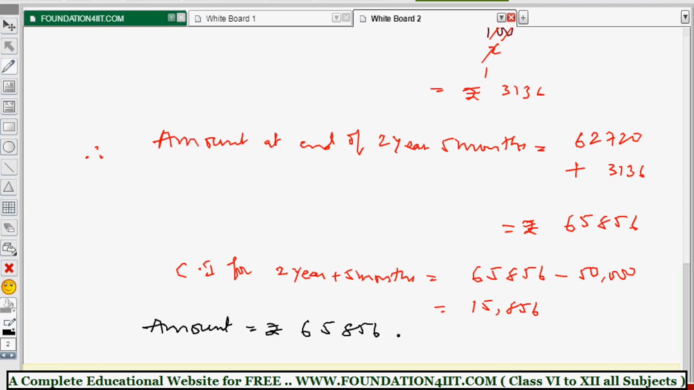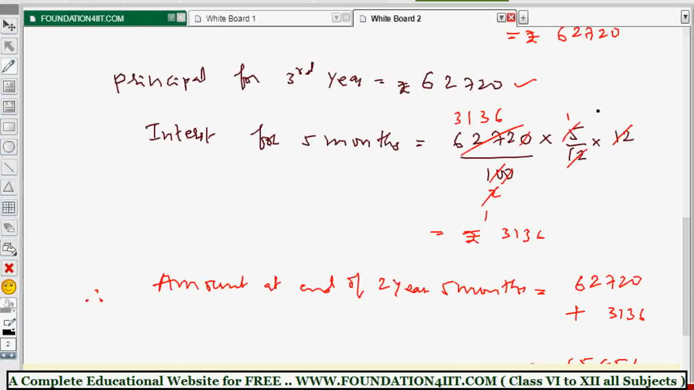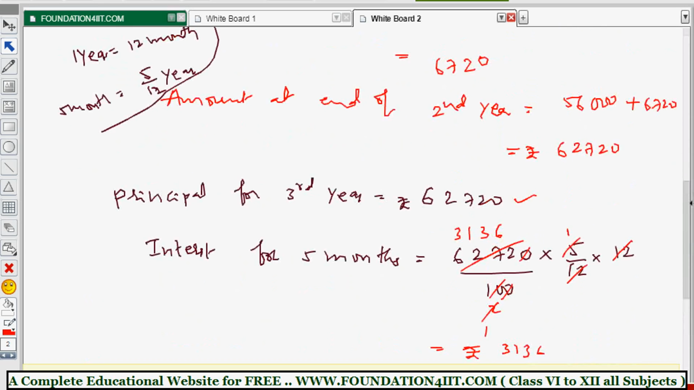65,856, and compound interest is same. This is only compound interest, that is 15,856, right? So in this way, just only when they are asking months, you need to convert into years, just divide by 12. That's the only difference here. Extra 5 months means 5 by 12. So the rest of the problem is same, right?